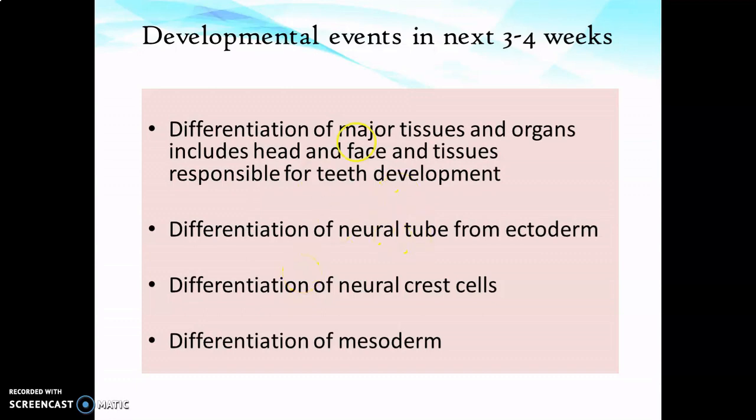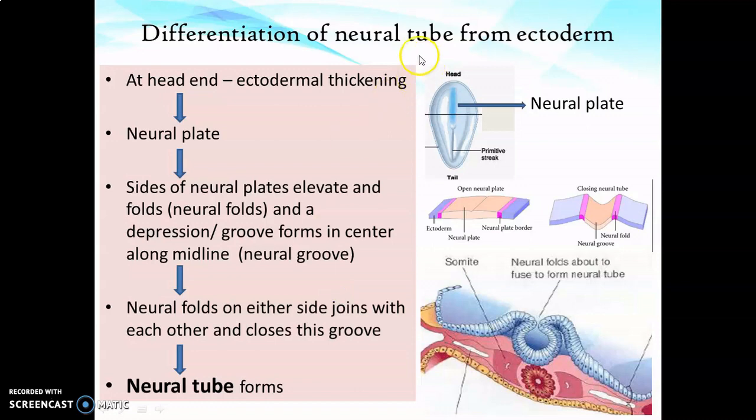So let's see each of these events in detail now. First of all, the formation of neural tube, which is the primitive nervous system. So at the head end or rostral end of the embryo, the ectodermal cells along the midline show a slight thickening, that is by proliferation of cells, which is known as a neural plate.